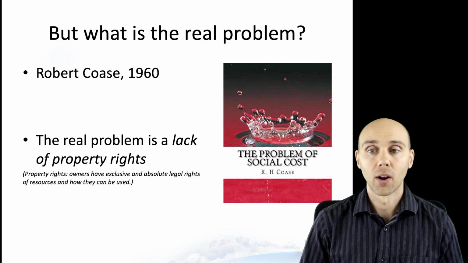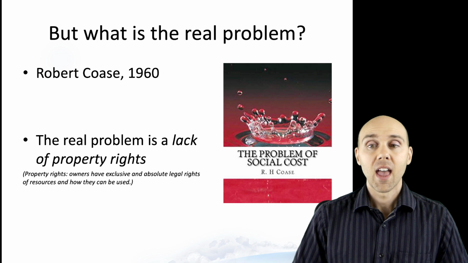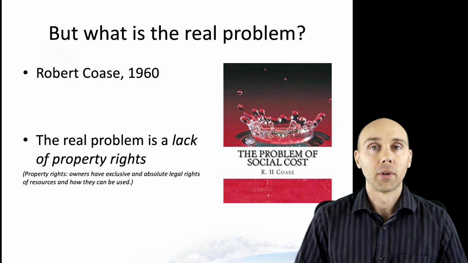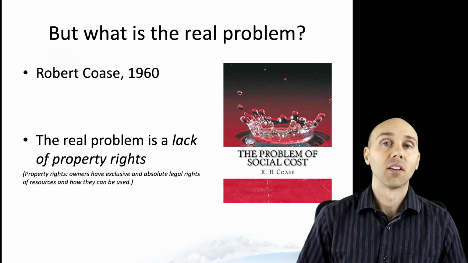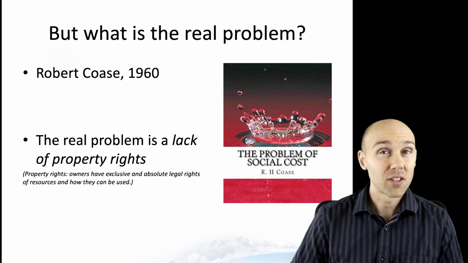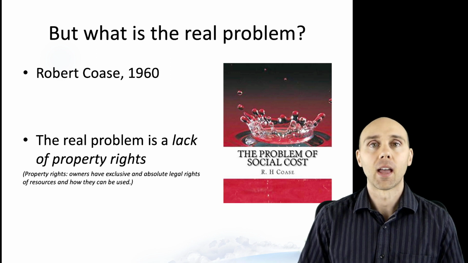Property rights is when owners have some exclusive and absolute legal rights to the resources and how they can be used. And he says, if you have these property rights and they're enforced and they're in place, then private parties can negotiate in such a way that will reach this socially efficient outcome anyway. Let's look at a simple example of this.